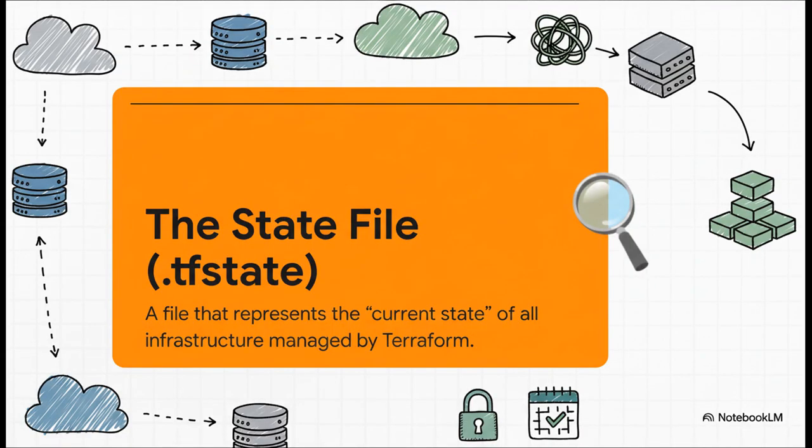And that secret weapon is the state file. It's a JSON file, usually called terraform.tfstate, and it's basically a map that connects the resources you've written in your code to the actual resources running out there in the cloud. Think of it as Terraform's perfect memory of everything it's responsible for.